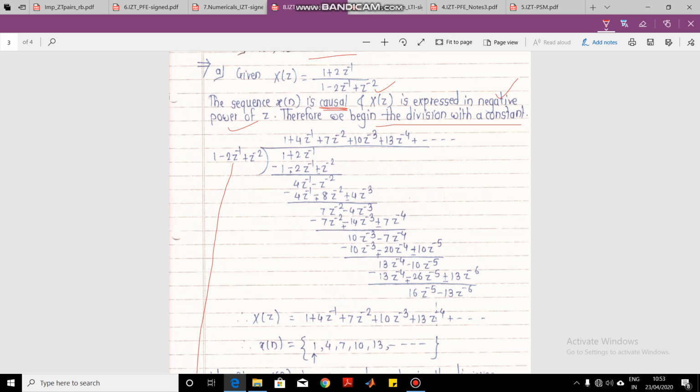So in division we do the subtraction, so 1 minus 1 is 0, minus of minus is plus, so 2 plus 2 is 4, so 4z^-1, minus of plus is minus, so minus z^-2. Now in this next case you have to get here 4z^-1. How to get 4z^-1 here? You have to take in the numerator 4z^-1, because 4z^-1 into 1 will give us 4z^-1.